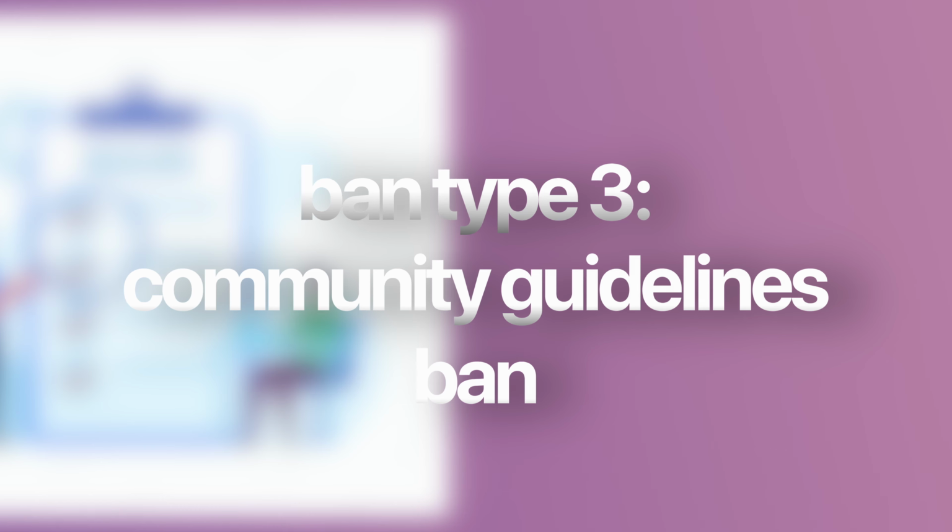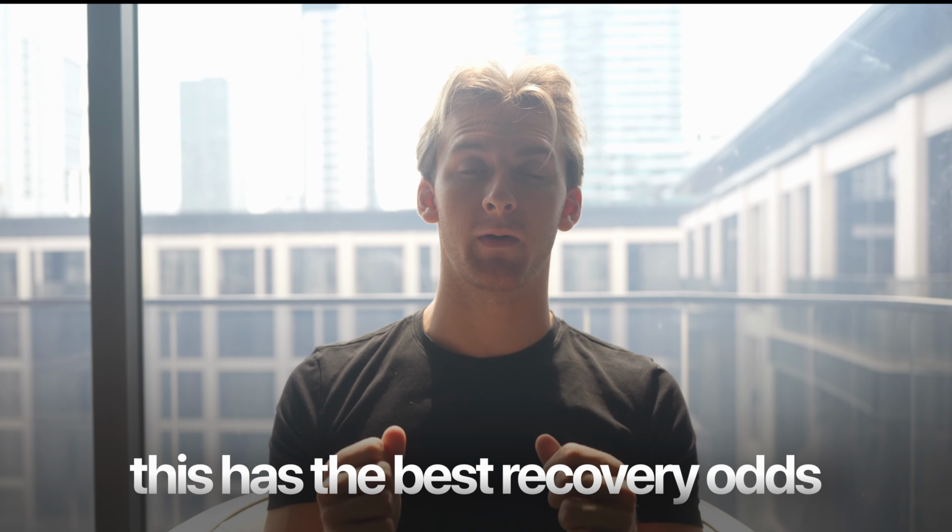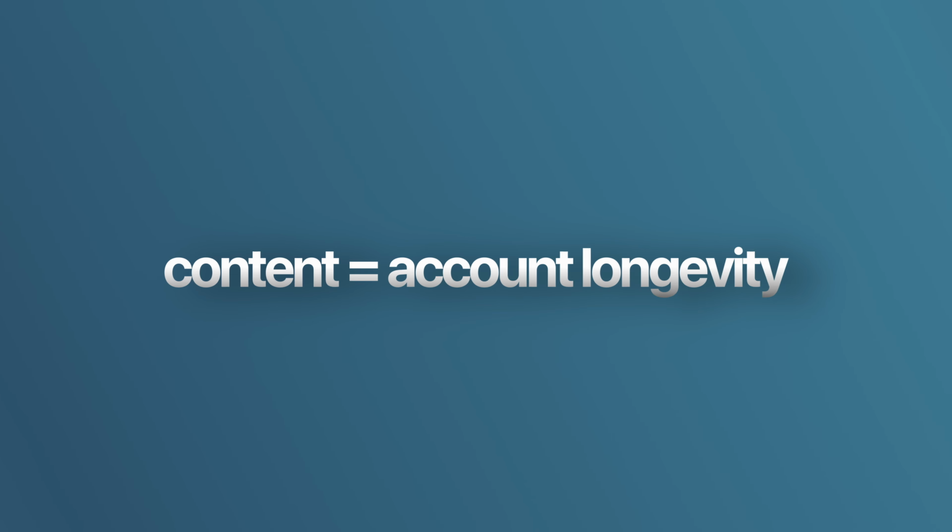Ban type 3, community guidelines ban. The most common hard ban, triggered by content that's too provocative. Something in what you posted got flagged, not the account itself. This is a content problem. Out of all the full account bans, this one has the best recovery odds, which is exactly why your content directly affects your account longevity.